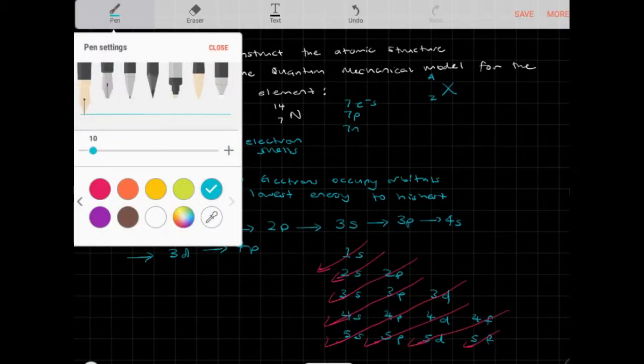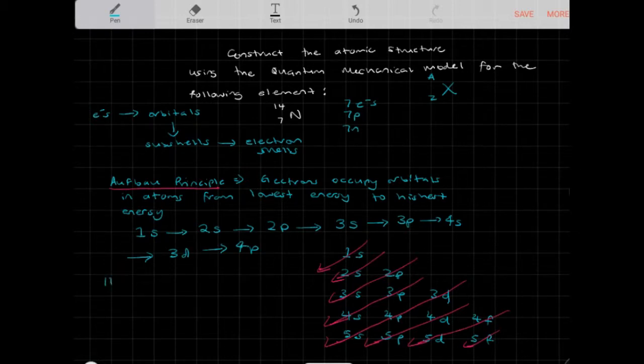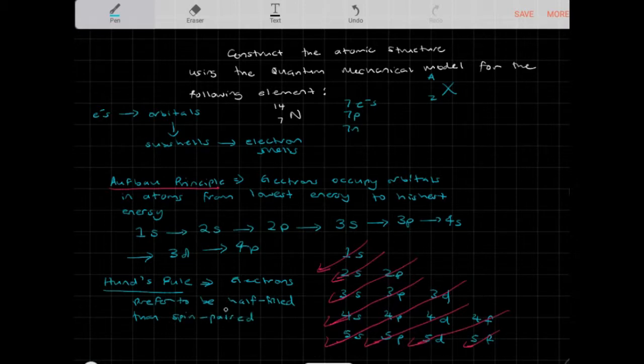And then the next principle that we need to also look at is Hund's Rule. Hund's Rule states that electrons prefer to be half-filled than spin-paired. Right, so electrons prefer to be half-filled than spin-paired, so you always half-fill orbitals before you spin-pair, right? So always half-fill first, before spin pairing.